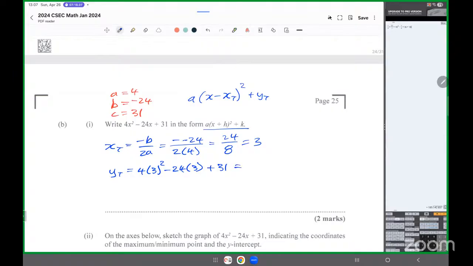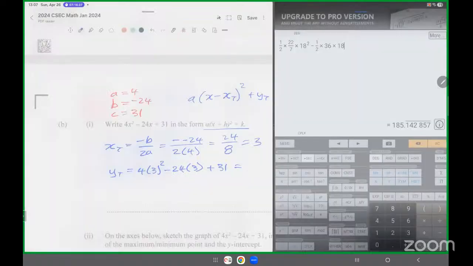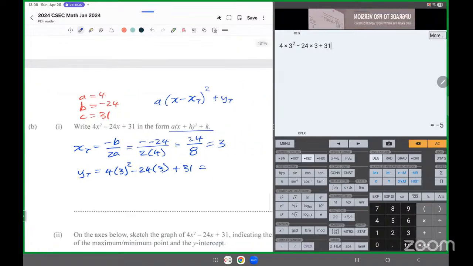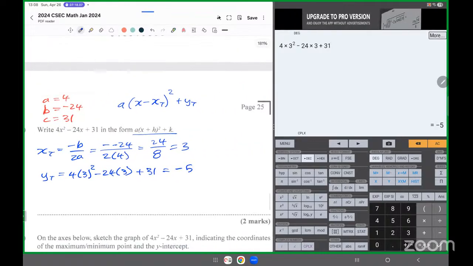equal. They don't give a lot of space to work, guys. Notice that. They don't give a lot of space. So expect to work very efficiently. So it's 4 times 3 squared minus 24 times 3 plus 31. That is negative 5 for yt. yt is minus 5.